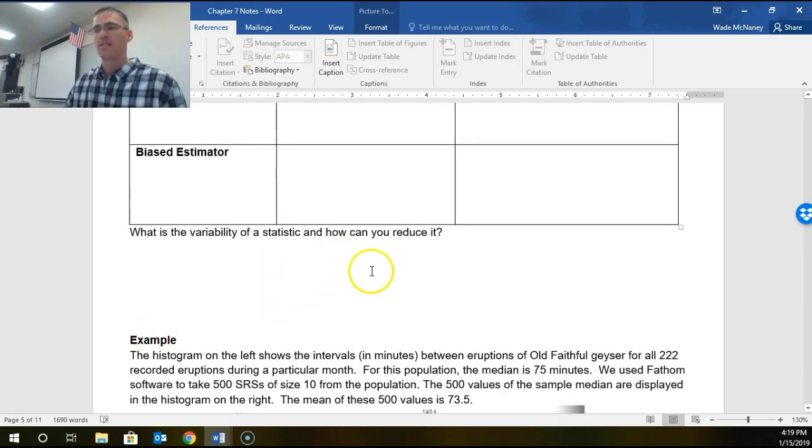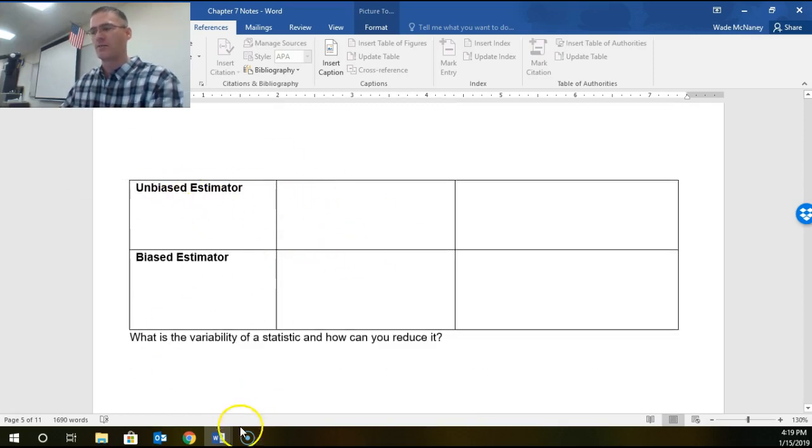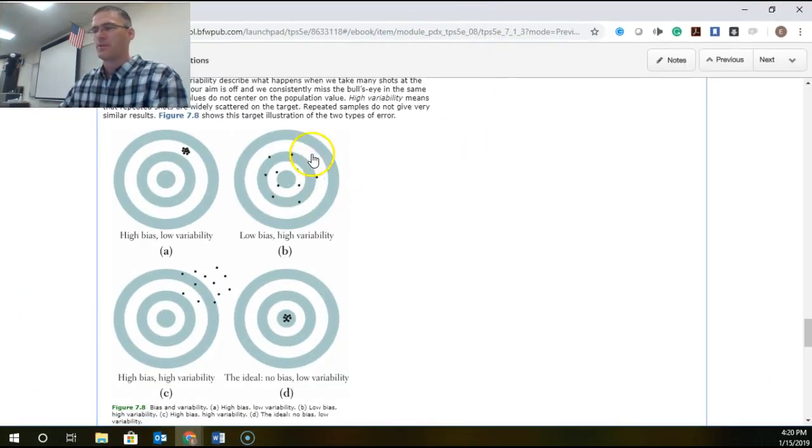What's the variability of a statistic? The variability is how spread out that sampling distribution is. Again, we want low variability. The best way to reduce variability is to increase your sample size. So, I want to show you an idea of this biased versus unbiased estimator real quickly, and then this is where we'll stop. So imagine that these bullseyes are your graph, your sampling distribution.